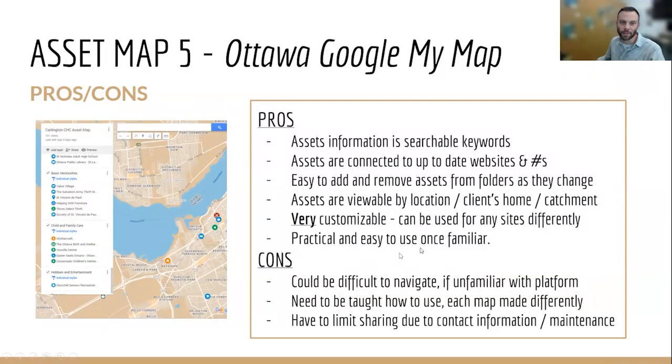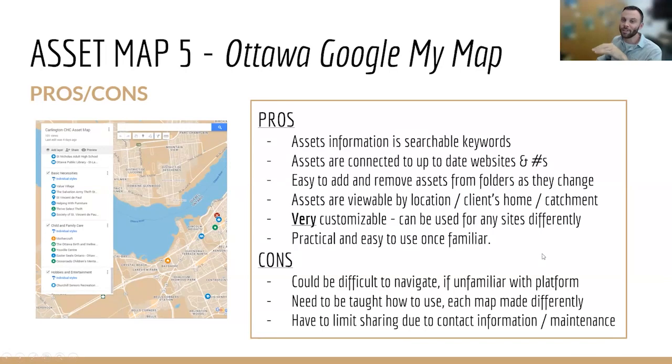So some pros of this are that assets and information are searchable by keywords. To me, that's the most important thing. You couldn't do that with Excel. You can kind of do it with email, though you wouldn't see a whole bunch of things at once. You might see one at once.